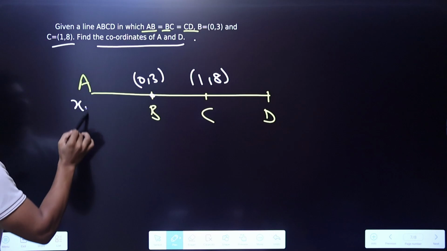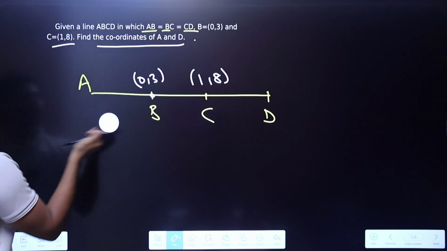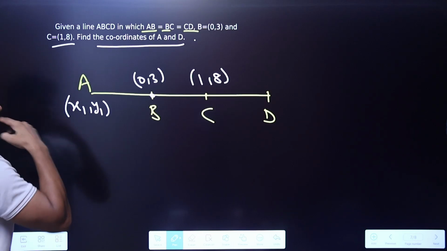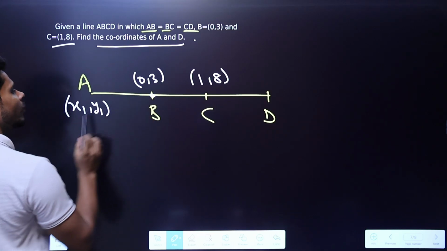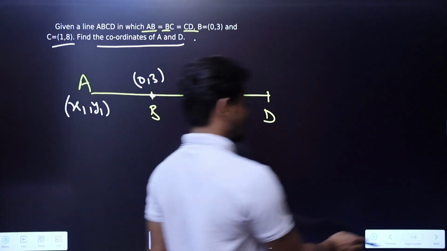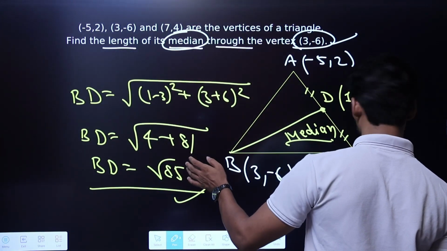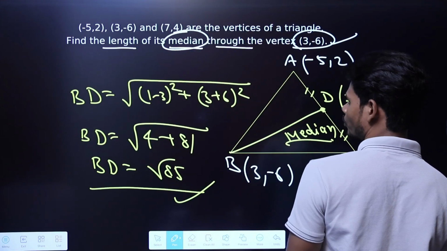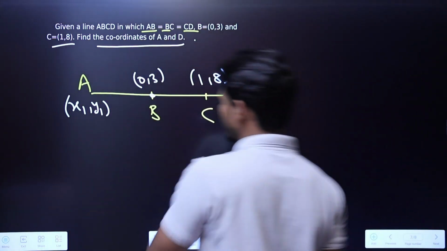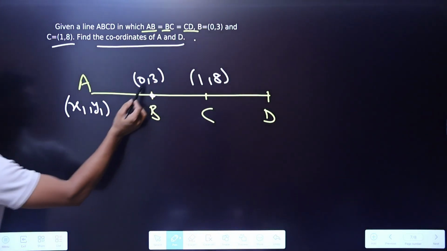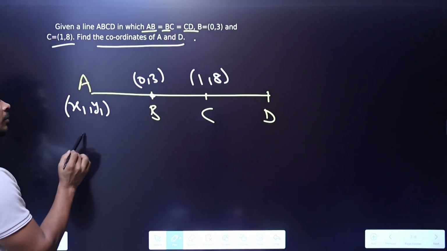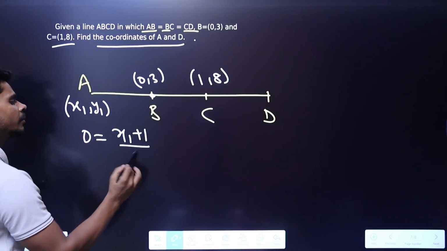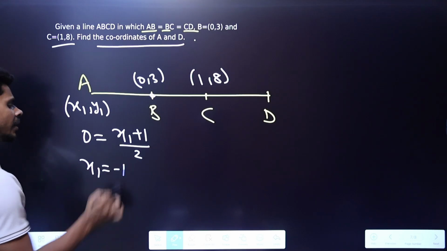Let's say this coordinate is x1 comma y1. Now because we know that this is the midpoint, we can easily find the coordinates of A exactly the same as the first question, part 1. You are already given the midpoint, you already know one coordinate, we just need to find this one. So x will be equal to 0, which is x1 plus x2 divided by 2, cross multiply, x1 will become minus 1.